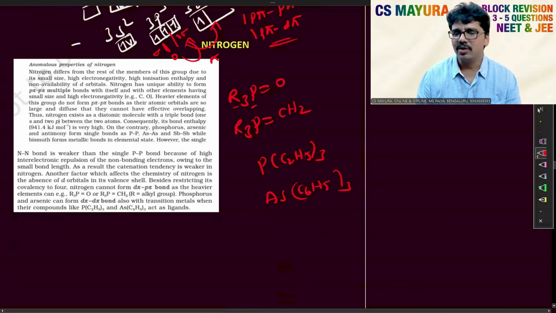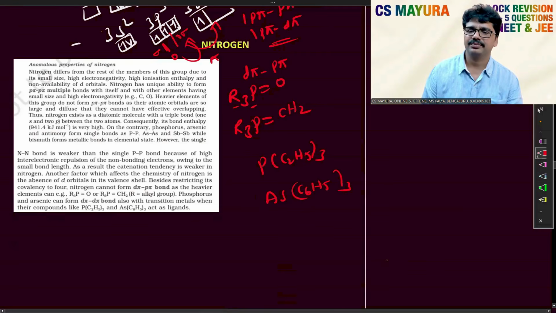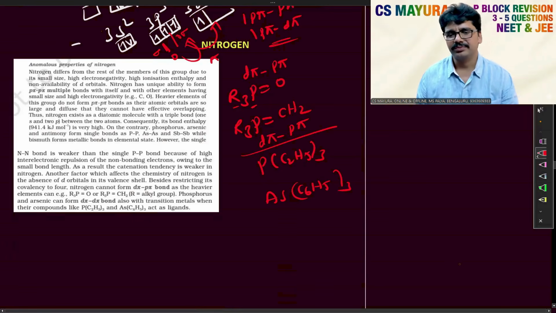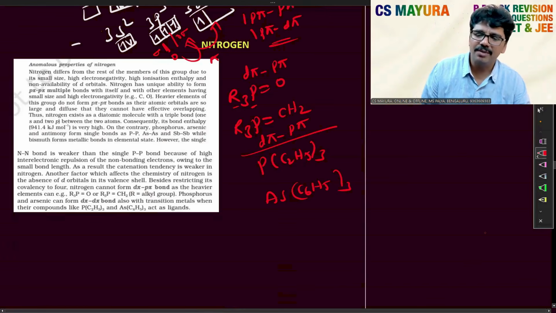And what is this pi bond? This phosphorus is giving the d orbital, oxygen is giving the p orbital. So this is a d pi p pi bond. In R3P double bond CH2 also, phosphorus is giving the d orbital, carbon is giving the p orbital. This is also a d pi p pi bond. Nitrogen forms only p pi bonds, but phosphorus can form p pi d pi bonds.